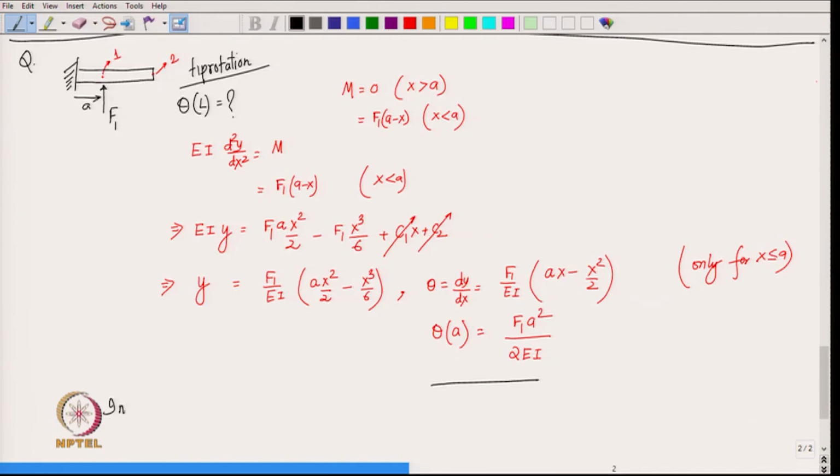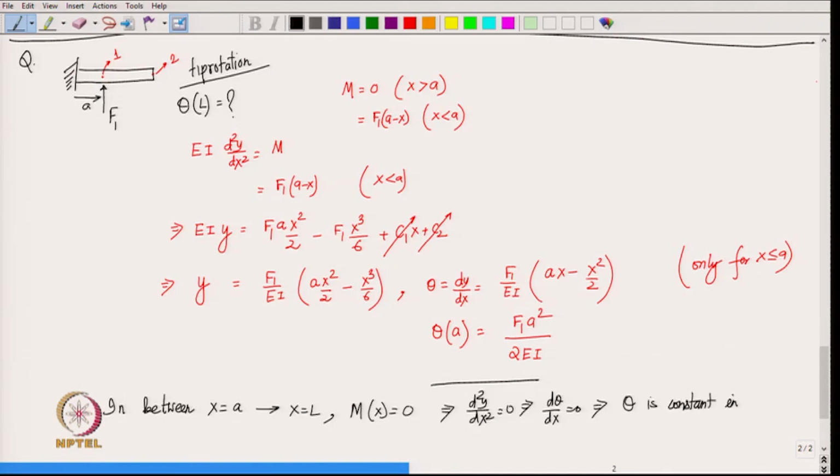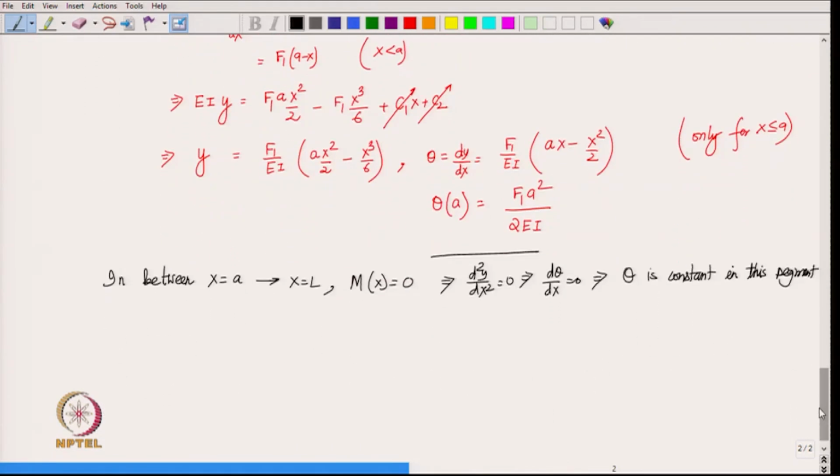You see, in between x equal to a to x equal to L, the moment is equal to 0. So, from the Euler-Bernoulli equation, d2y by dx2 is equal to 0, which also means d theta by dx is equal to 0, which means theta is constant in this segment. So, this then implies that theta of L is equal to theta of a and equal to F1 a square by 2 E I.